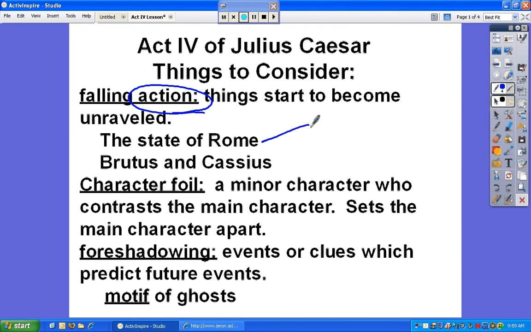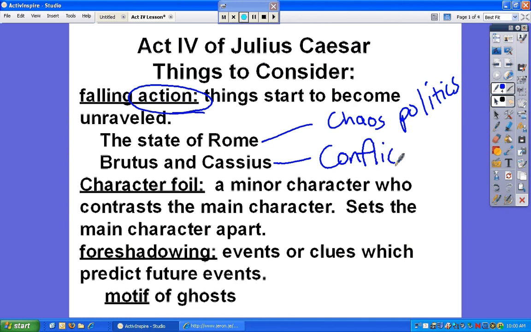Now we're to the point where we're in the falling action part of the play, and things start to become unraveled. We see that the state of Rome is not in good order. We have chaos. We're going to have some political purgings. So we've got some bad things happening. We also are trying to figure out what the relationship between Brutus and Cassius is. We're going to talk about how we're looking for the conflict there.